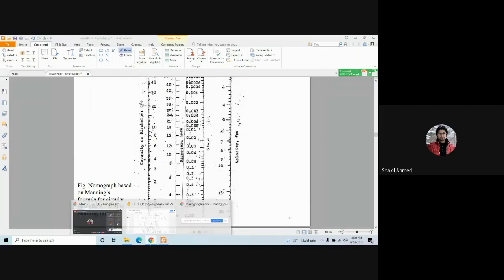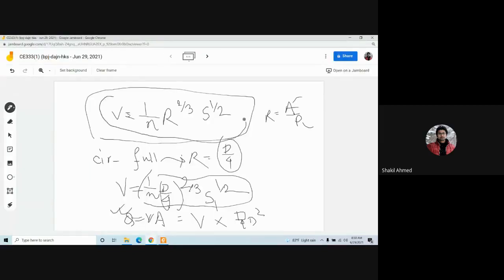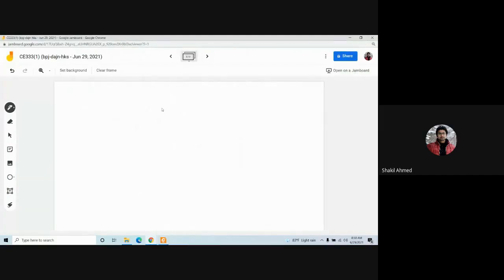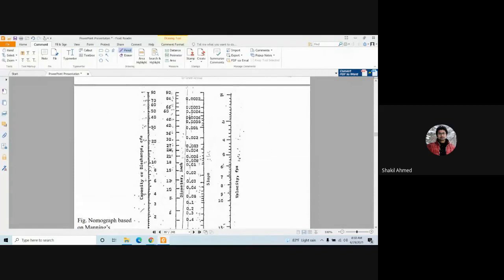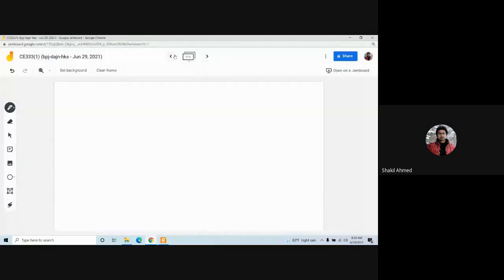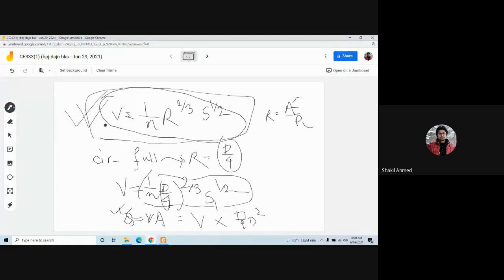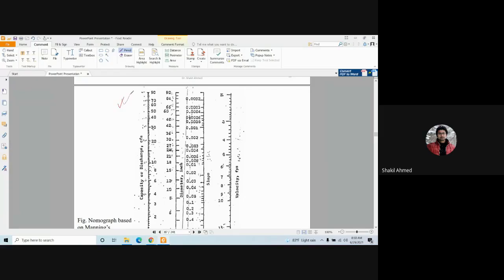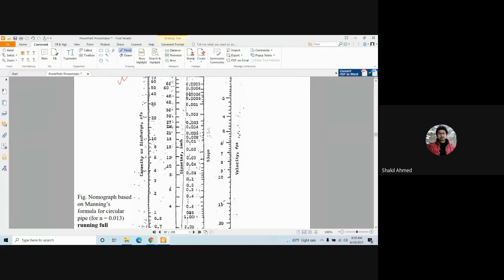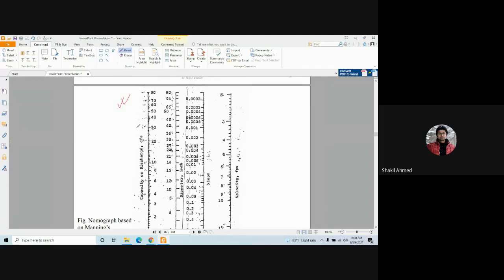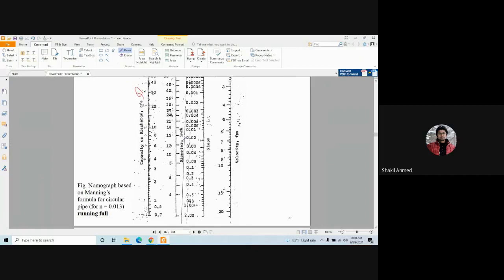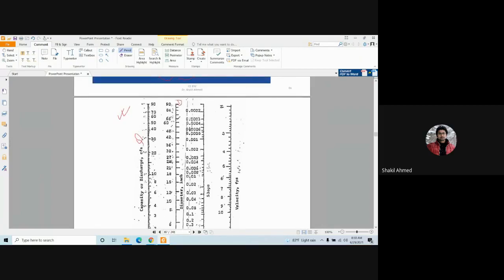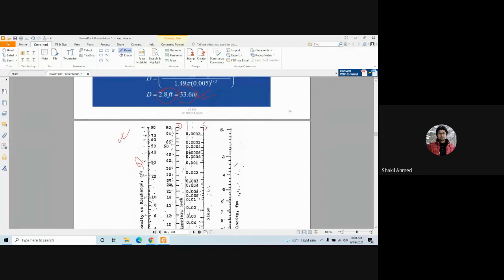Now this Manning's equation can be solved. Basically, engineers have developed a scale which can be used to solve the Manning's equation. Instead of doing these things, it can be solved using this scale. Same thing. You see that the capacity or discharge, this is the Q, and this is the diameter D, this is the slope S, and this is the velocity.